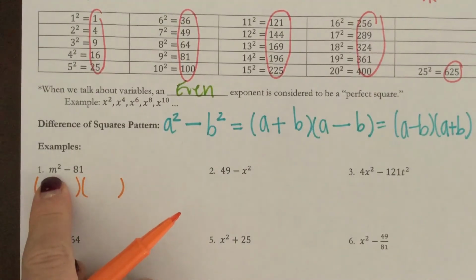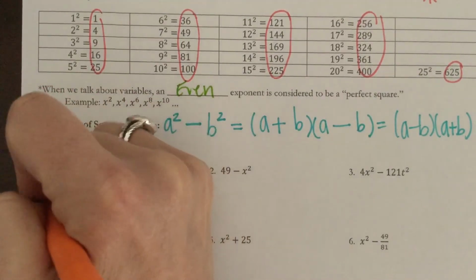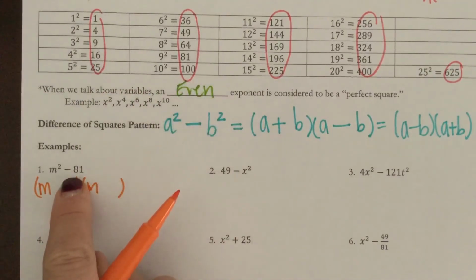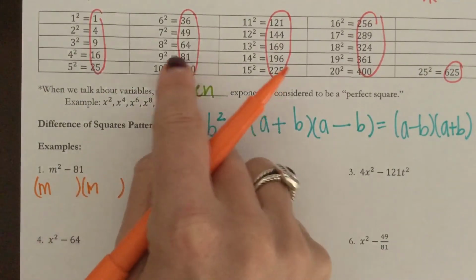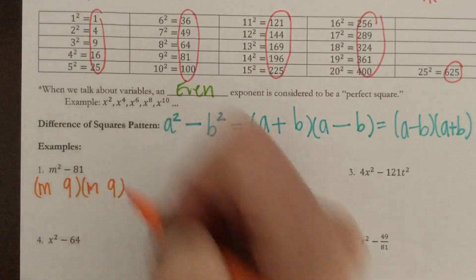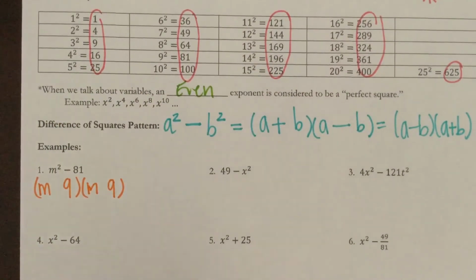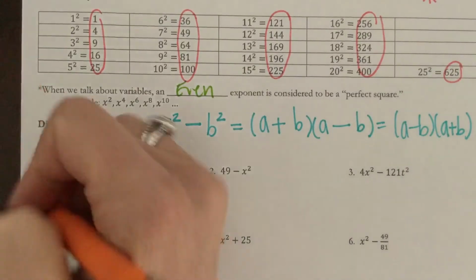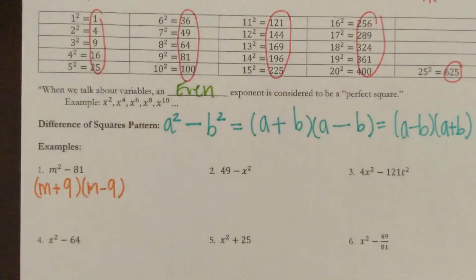All right, what's being squared here in the front? An m. What's being squared here in the back to make 81? Well, 81 was 9 squared. So what I'm squaring is 9. 9 times 9 is 81. And then remember, in order to get a subtraction sign, I need one sign to be positive and one sign to be negative.